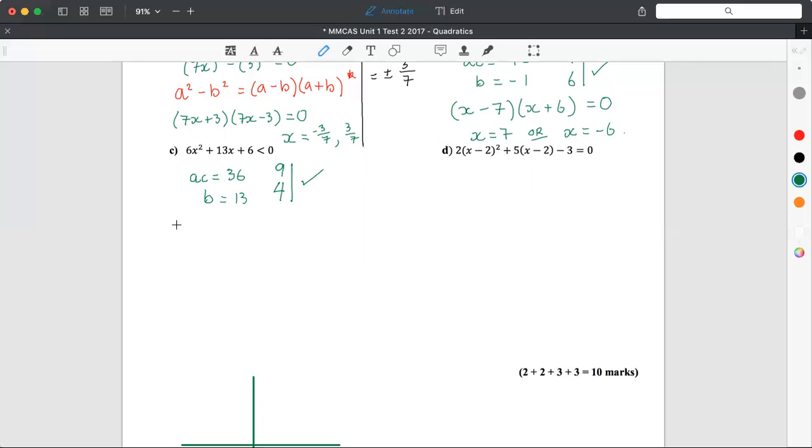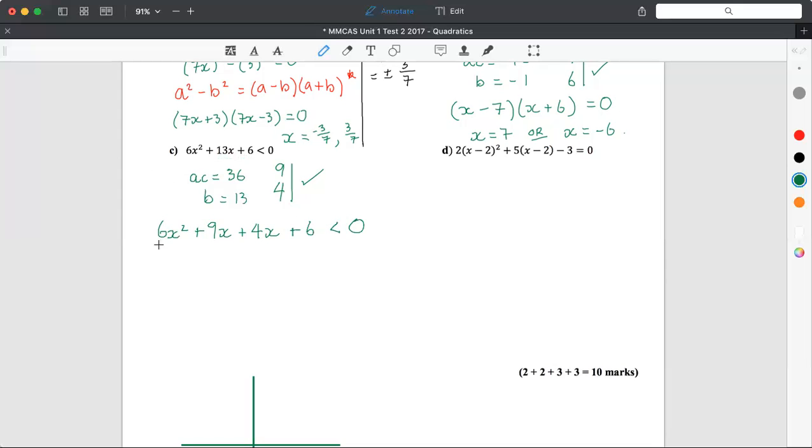In this case, I'm going to do the whole process so that people can see what it is that we're actually doing. So we're taking 6x squared, and with the 9 and the 4 that we just found, we're going to break that 13x up into those two terms. So it's going to be plus 9x plus 4x. Haven't changed anything. This part here is just 13x plus 6, and all of that has to be less than 0.